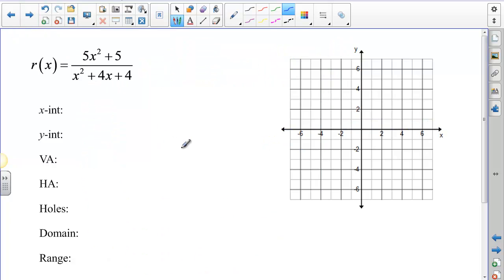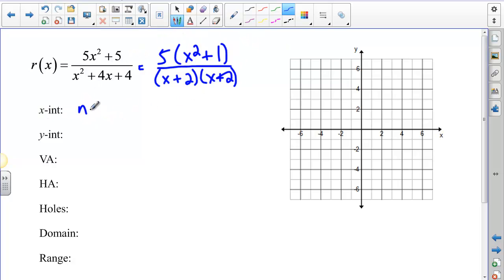One last one. If I take out a 5 on top, I get 5 and then x squared plus 1. On the bottom, I'm going to get x plus 2 and x plus 2. So there are no holes. The x-intercept, well, there's no way I can get 0 on top. So again, there's no x-intercept. The y-intercept would be 0 and 5 over 4. So we'd say y equals 5/4, or 0, 5/4.